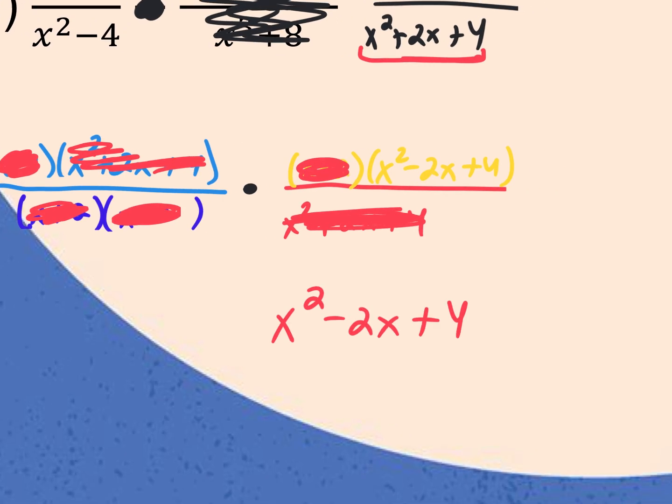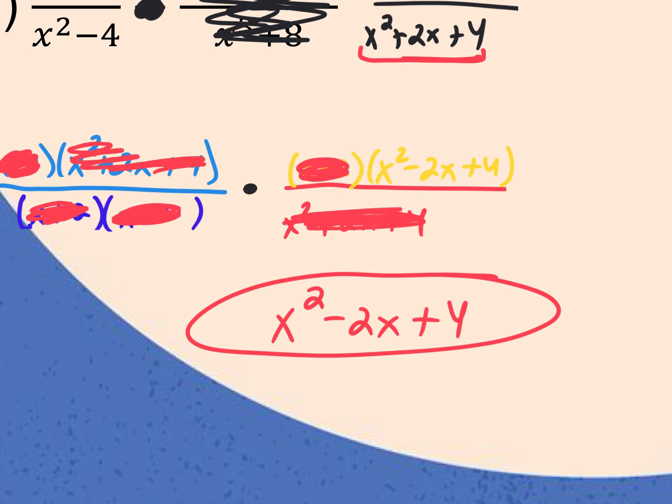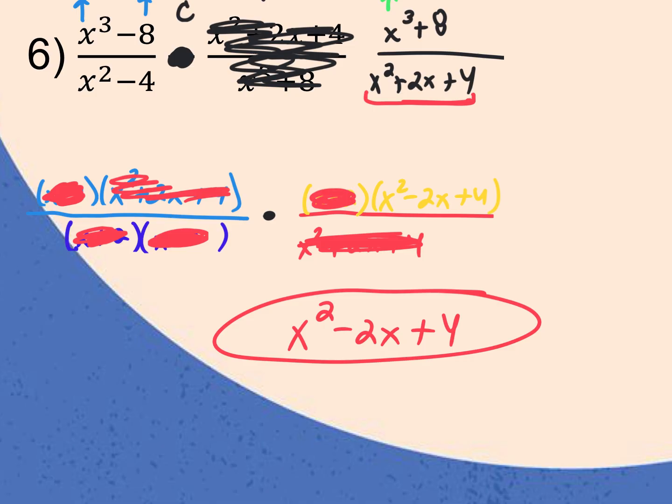Perfect. Now, always ask, can I simplify that? Are there factors of positive 4 that are going to multiply to give me positive 4, but add to give me a negative 2? No. If you were asked to solve that, like if there was an equal sign, you'd have to use the quadratic formula. But we're not there yet, so don't worry about it. You guys are doing great.